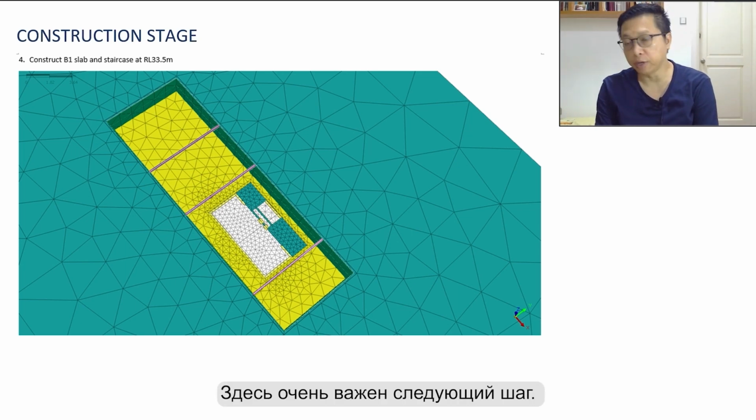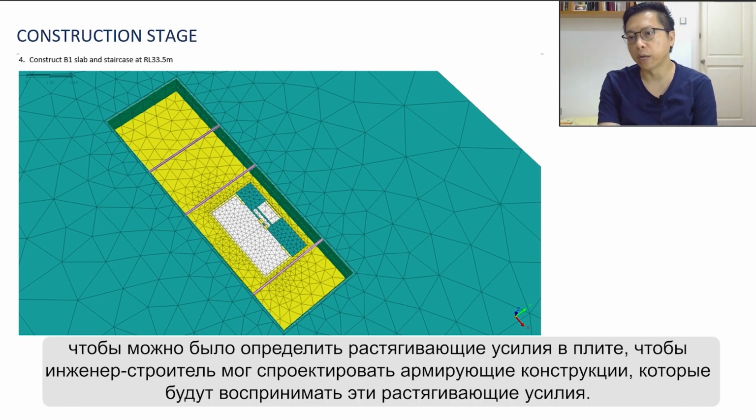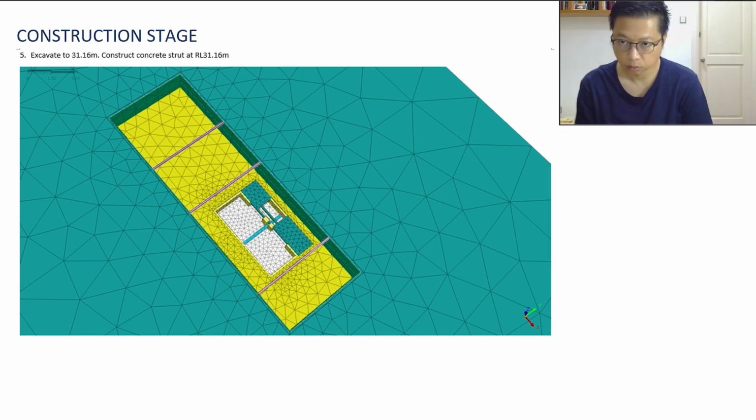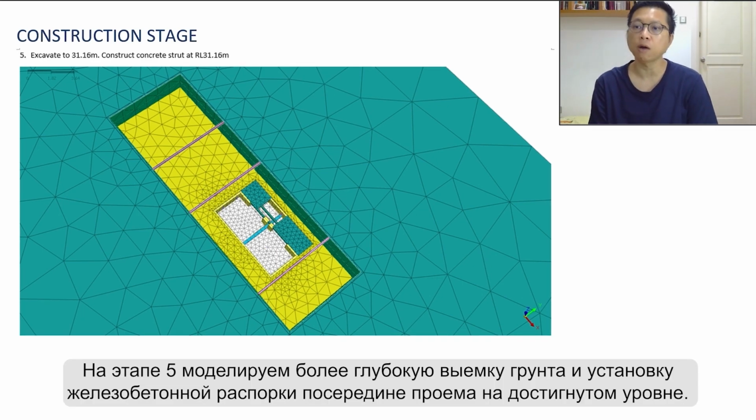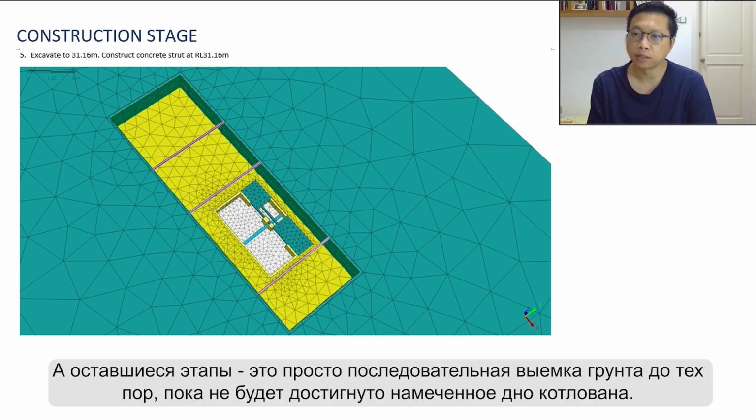Now, this step is very important. We model rigid connection at the interface in between the B1 slab and the top of the diaphragm wall, so that we are able to extract the tensile force in the slab for the structural engineer to design the reinforcement to take the tensile force. Stage 5, excavate further down and install strut at that level. And the remaining steps are just the sequential excavation until the final excavation level is reached.